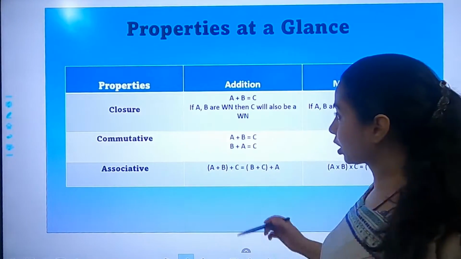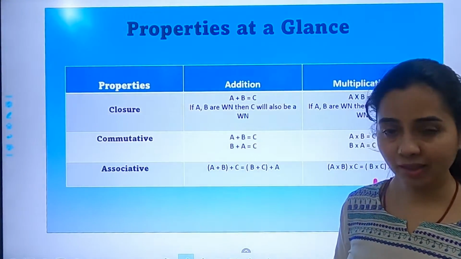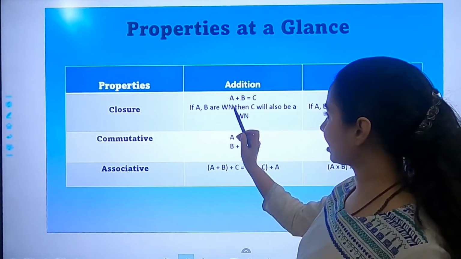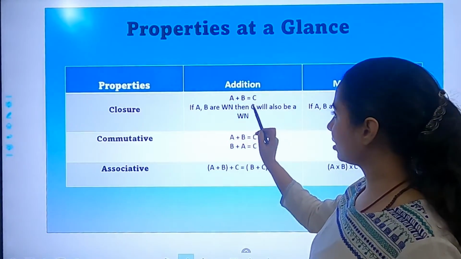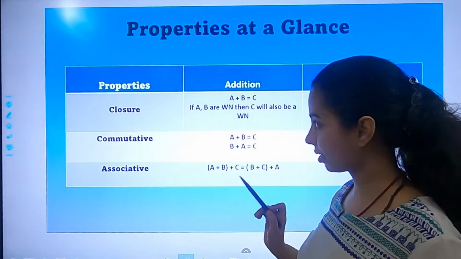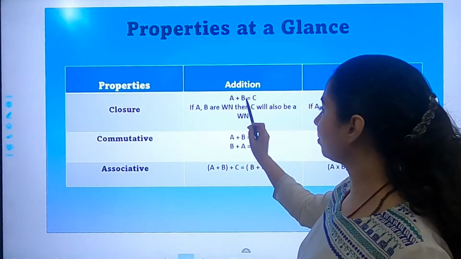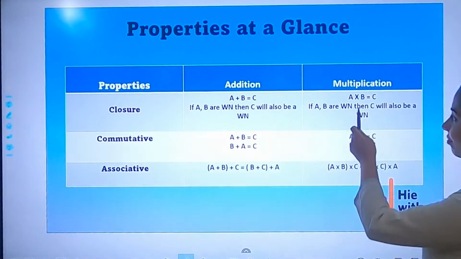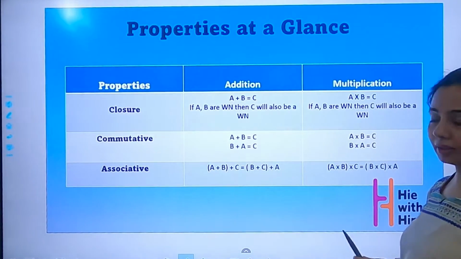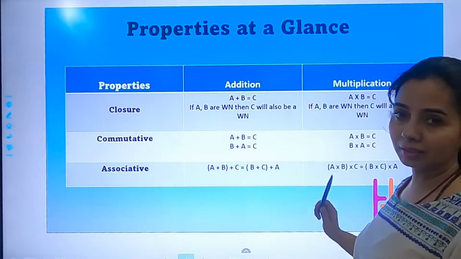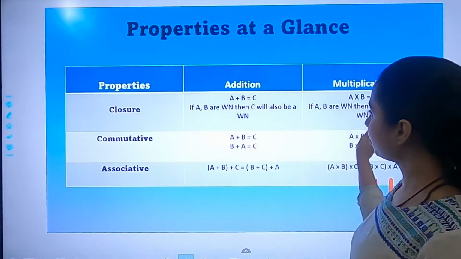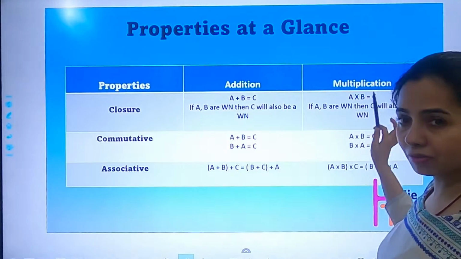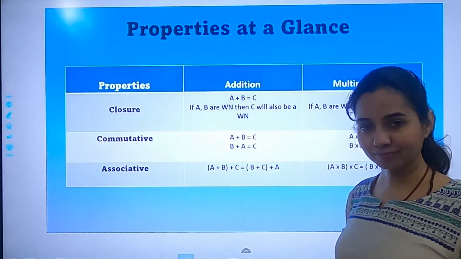Now, at a quick glance, let's revise them again. What is the closure property of addition? It states that A plus B is equal to C. If A is a whole number and B is a whole number, then C will also be a whole number. Similarly, if A is a whole number and B is a whole number, then the product of A and B will also be a whole number. So this is the closure property of addition and this is the closure property of multiplication.